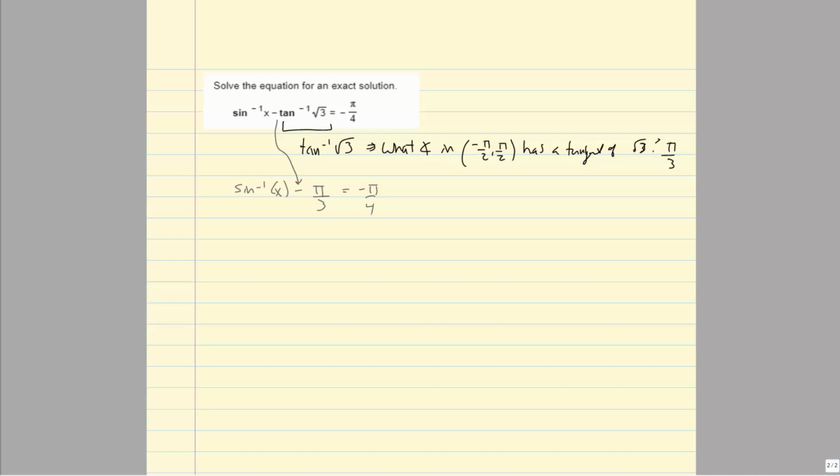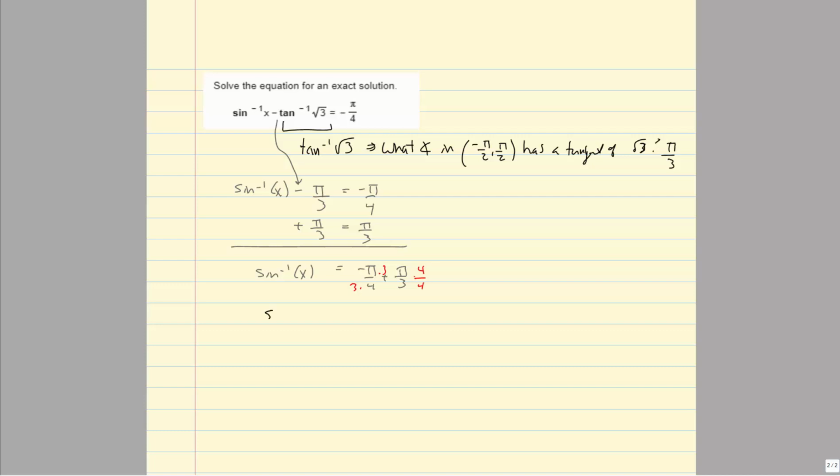I want to isolate inverse sine, so what I'll do here is add π/3 to each side, and I'll have the inverse sine of x equals negative π/4 plus π/3. And of course we need to find a common denominator. It'd be 12 in this case. So I'll multiply top and bottom by 3 on the left and 4 on the right.